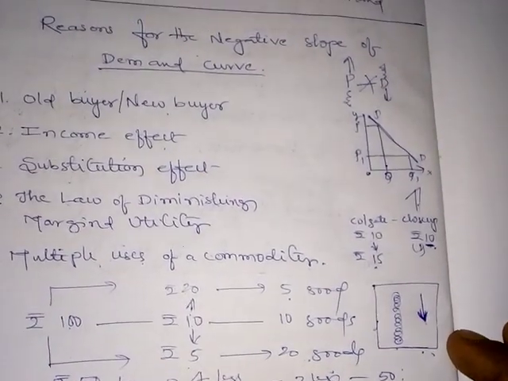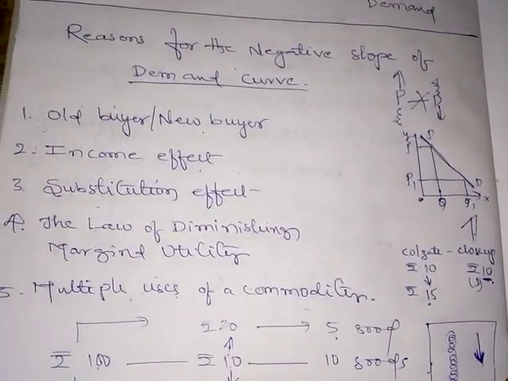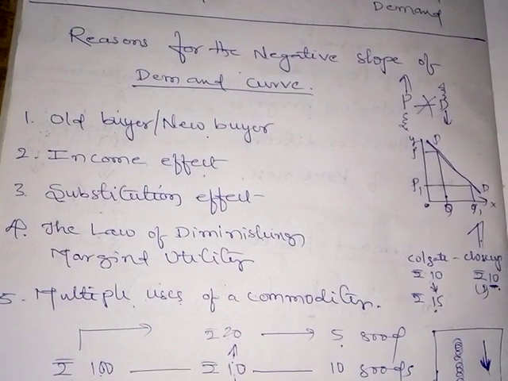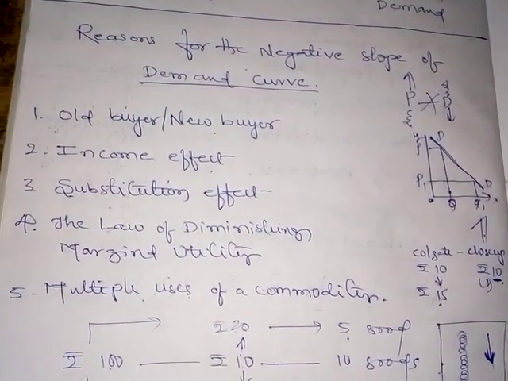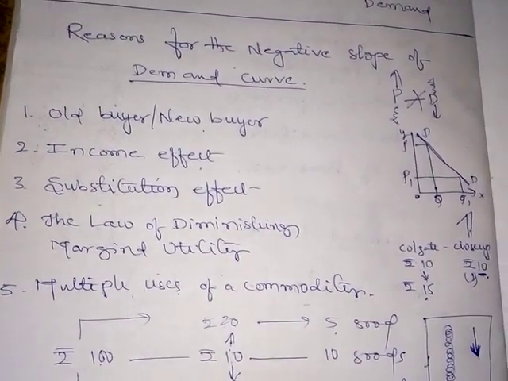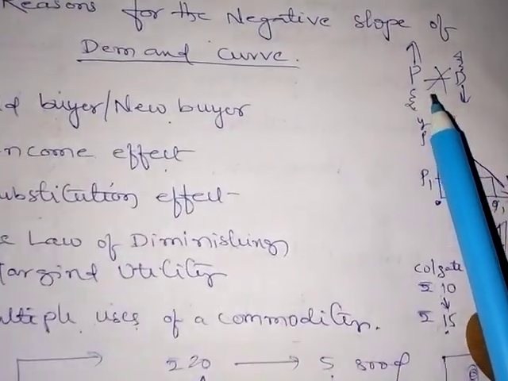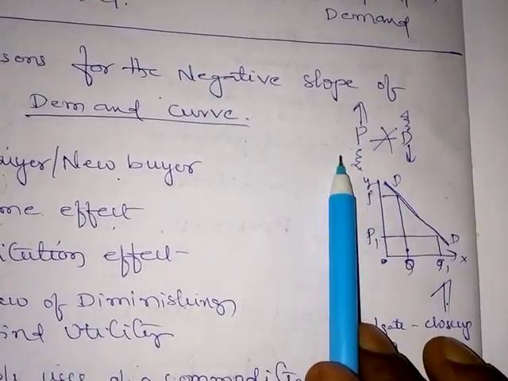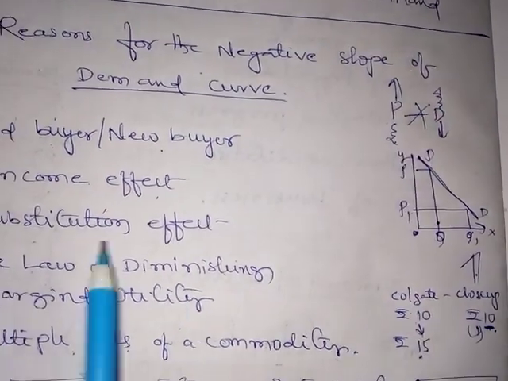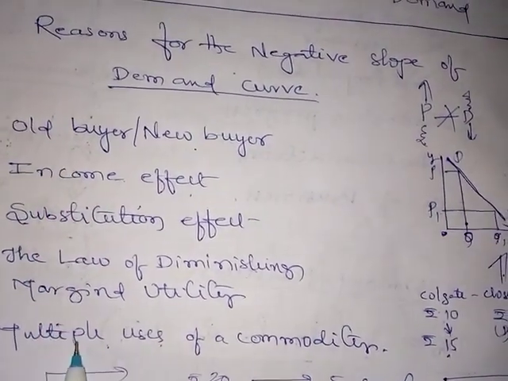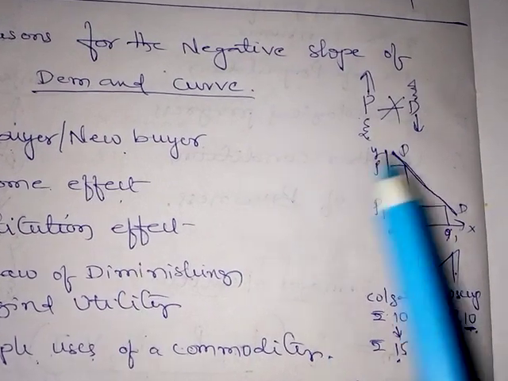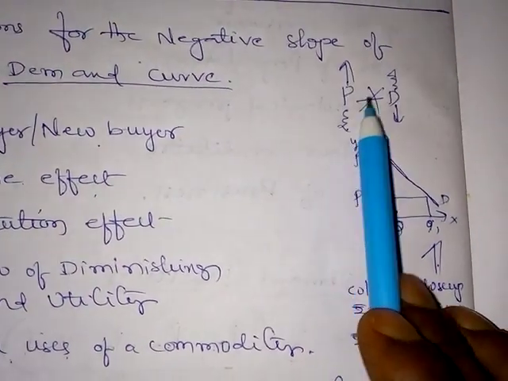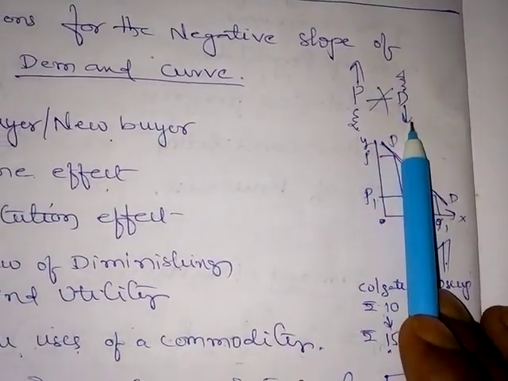These are the reasons for the negative slope of the demand curve, or the downward slope of the demand curve. The main reason is the inverse relationship between price and demand. When price rises, demand falls. When price falls, demand rises. And all these reasons explain why demand rises with a fall in the price, and why demand falls with a rise in the price, right?